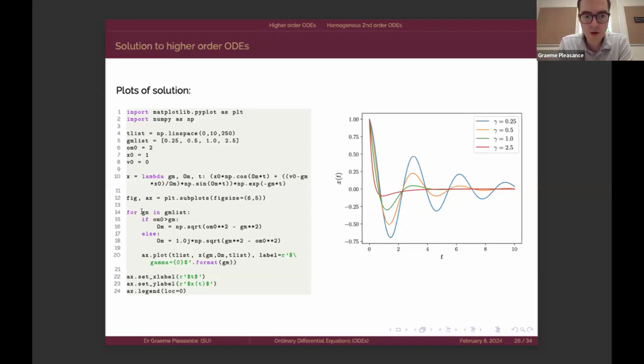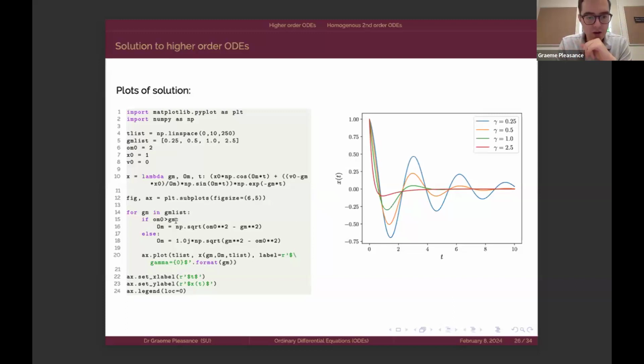Then we can plot how our solution behaves for different values of gamma by iterating over these values using a for loop. So for every value of gamma in this list, we plot the solution. Sorry, I mentioned that I set omega naught to always be greater. Actually, there's one value of gamma here that is greater than omega naught. This corresponds to the overdamped case, which I'll talk about shortly.